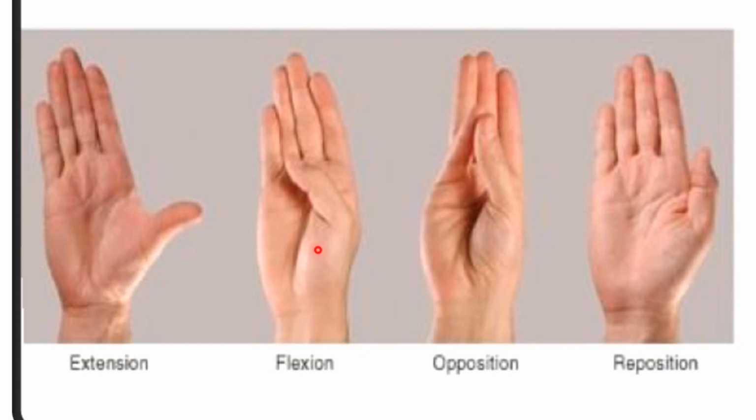Now, opposition is the ability of the first metacarpal to rotate on the trapezium so that the thumb and the tip of the little finger are in contact, as we can see in this illustration. This movement is called opposition, and the reverse is called reposition.